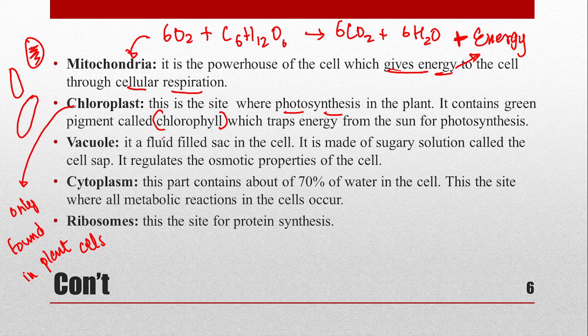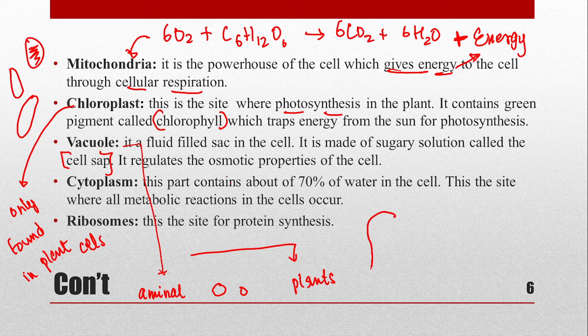Then we have the vacuole. It's a fluid-filled sac in the cell. It's made of a sugary solution called the cell sap. It regulates the osmotic properties of the cell. Now, another key thing to note is the size of the vacuole. In animals, the size of the vacuole or vesicle is very small, like this big. But when it comes to plants, as we saw, the size of the vacuole is very big. Okay, that's one key point to note.